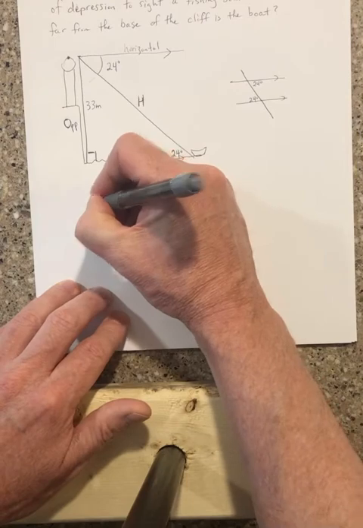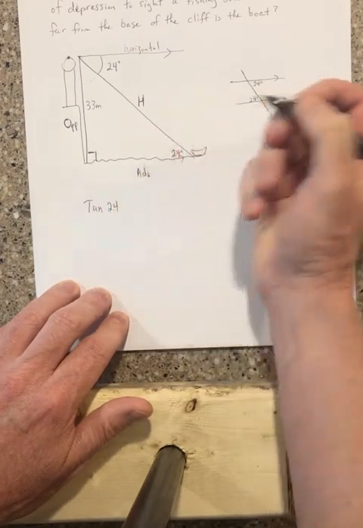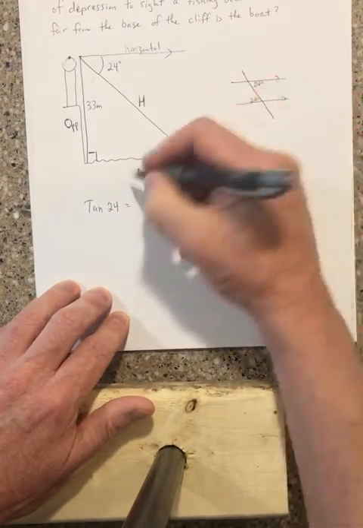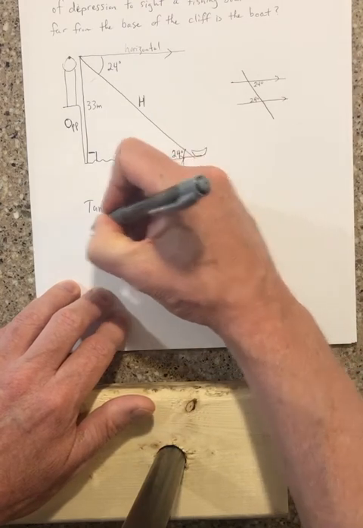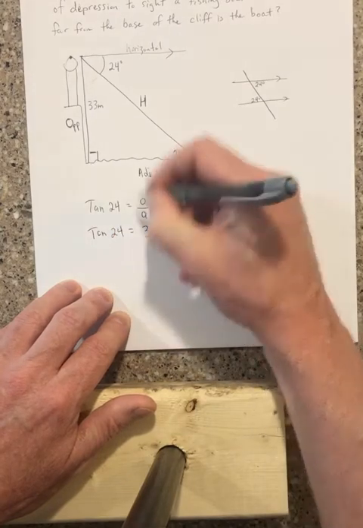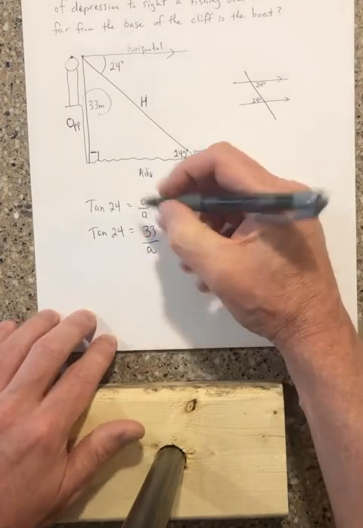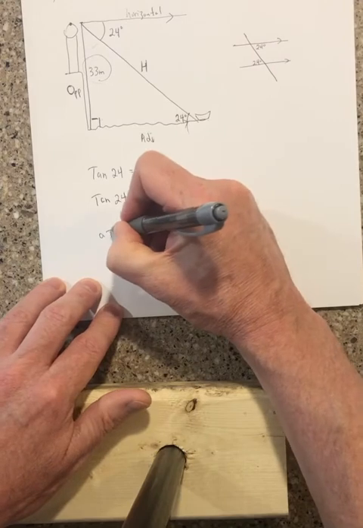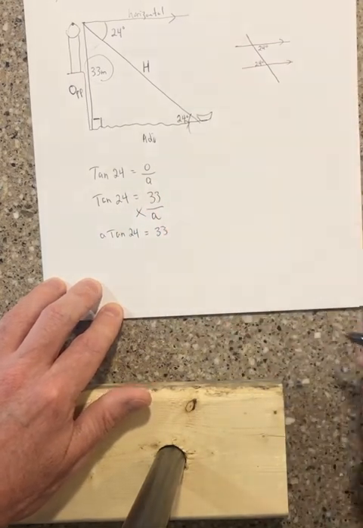So we have tan 24, or tan theta, where 24 degrees is the angle that we're using, equals the opposite over the adjacent. Tan 24, the opposite side is 33 over the adjacent. Cross multiply: a tan 24 is equal to 33.